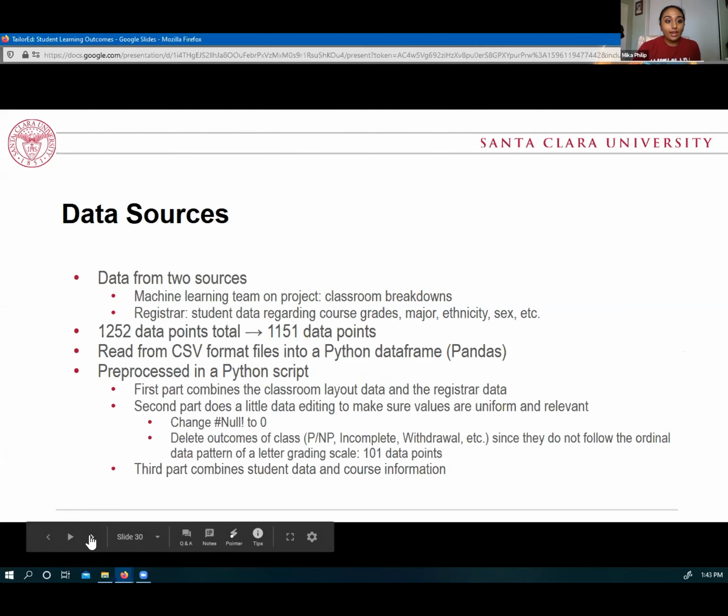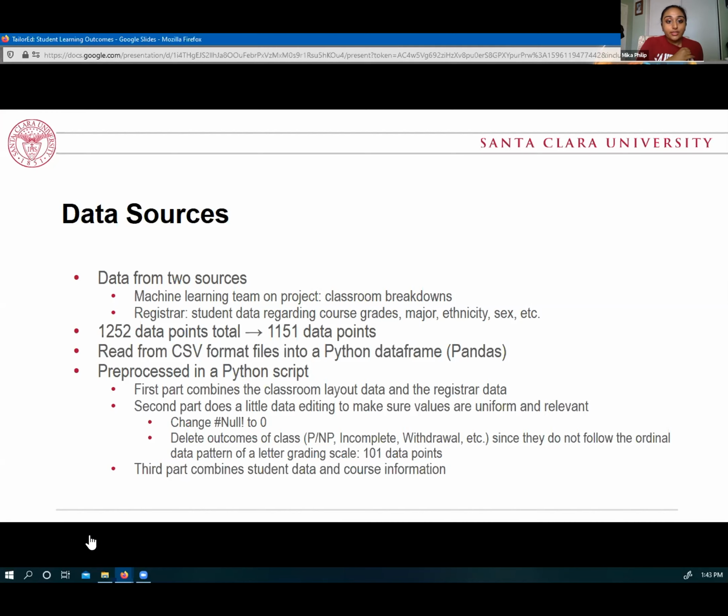So what we have so far and what we're using, as Max mentioned, is that we're getting data from the registrar, but we're also getting data from Dr. Voss's and Andreas's side, the neural network side of the classroom layout. Even though Julia did talk about having more than four categories, the data we have so far is empty, groups, lecture, and roundtable.